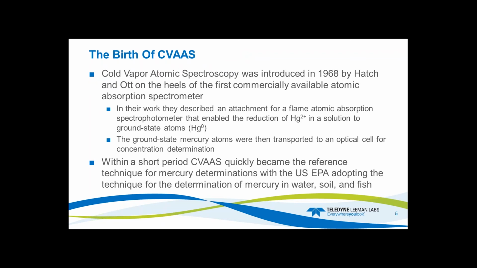So a little bit about atomic spectroscopy, cold vapor. It was introduced in 1968 by Hatch and others on the heels of the first atomic absorption spectroscopy. They developed a system that would take mercury after it was oxidized and reduce it to the ground state. This is your first hydride generation system. And they attached that to a flame AA system. They switched out the burner head and put a glass cell in there so the light could shine through the system. The ground state atoms were transported up to the glass cell, and the absorbance was measured and detected by the system itself. And that quickly became the standard method. EPA adopted these techniques and it became the standard method for water analysis, soil, and fish, just to name a few.